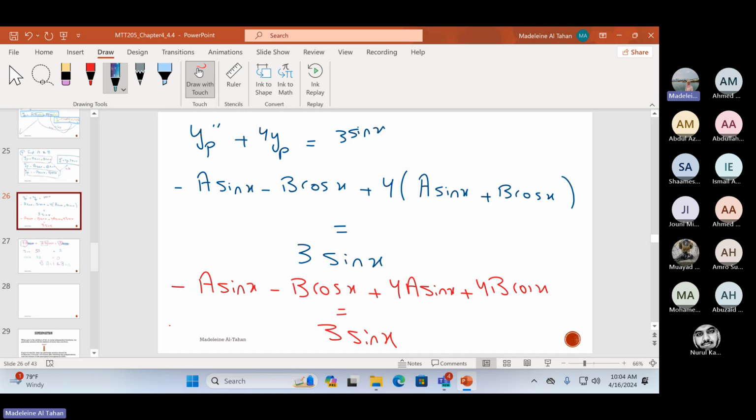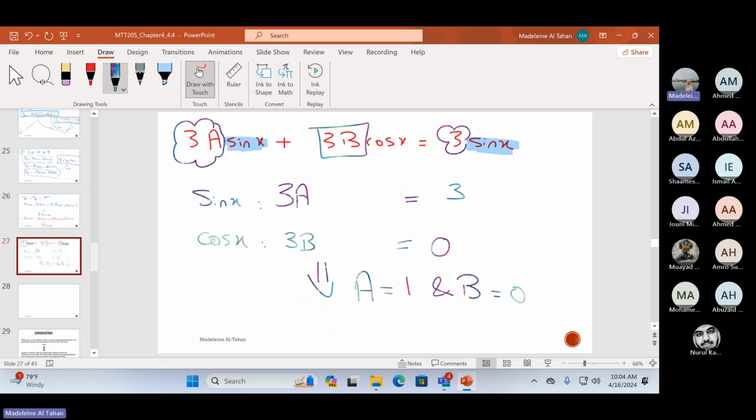Yes, Johnny. Questions? No, I was just seeing the answer. Okay. A equals 1 and B equals 0. Now, what can we deduce? YP was A sine x, right? A sine x means that 1 times sine x plus 0 times sine x, right?